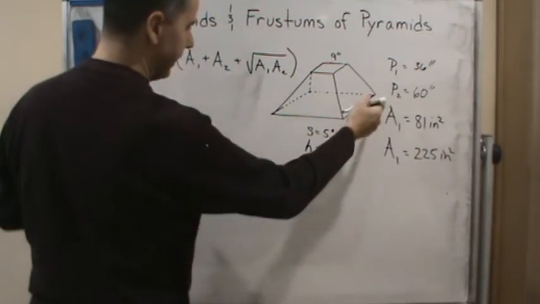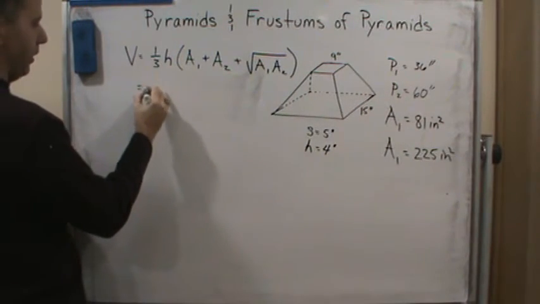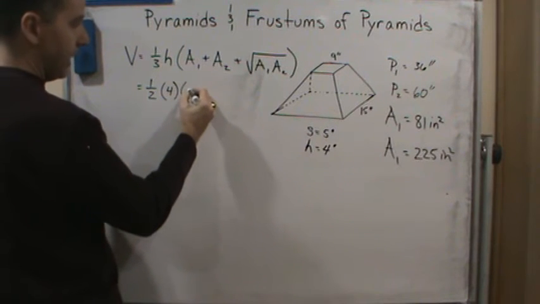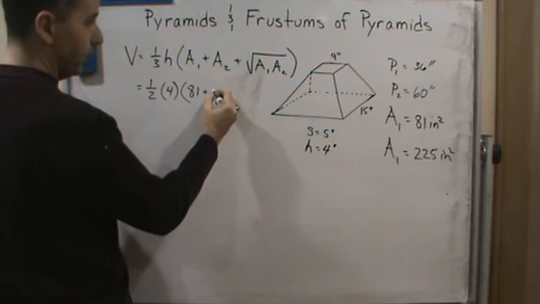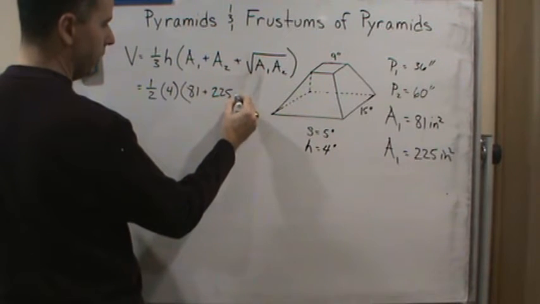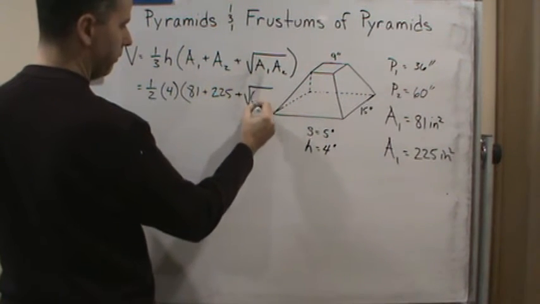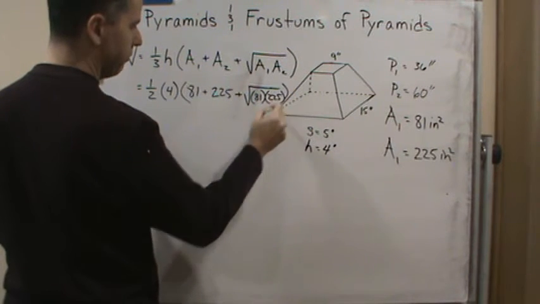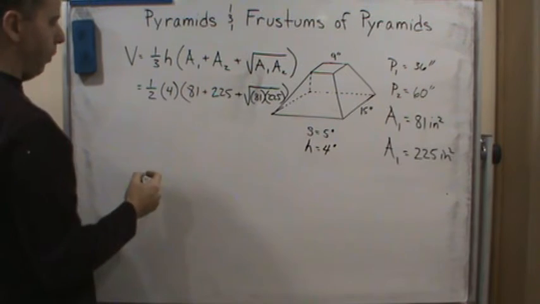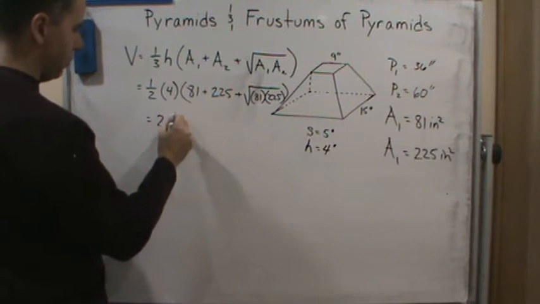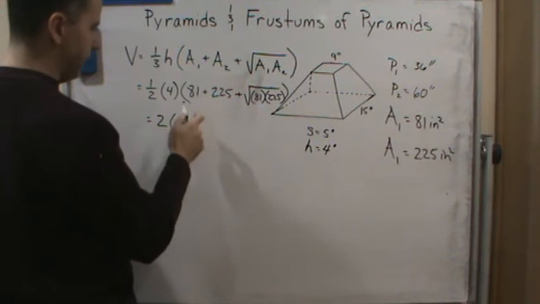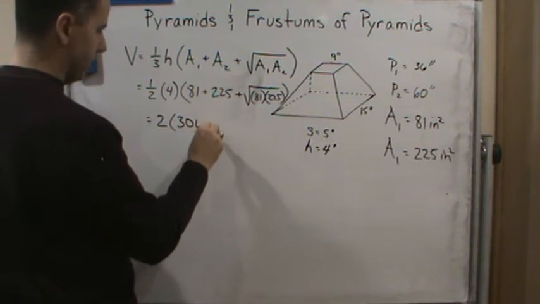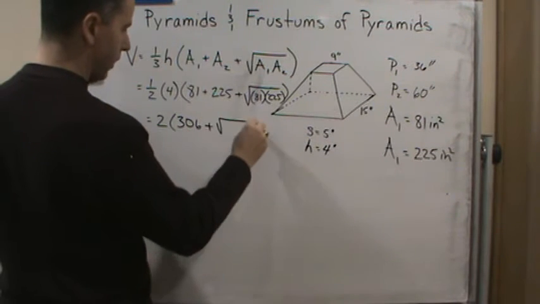Now we've got everything we need: the height and the areas, so we can just plug and chug. This is going to be 1/3 times 4 times 81 plus 225 plus the square root of 81 times 225. And now, this is going to be 2 times 306 plus the square root.